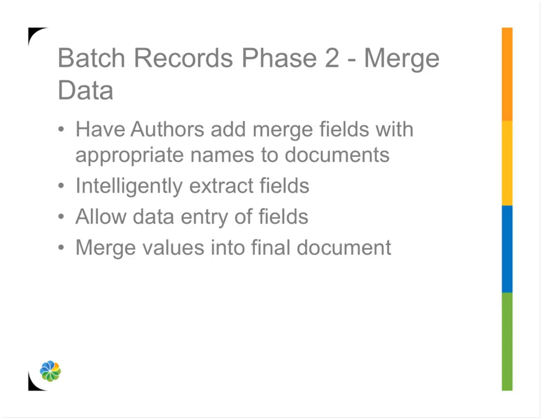So our phase two of that approach is to have the authors add the merge fields or add the data collection fields and their appropriate names directly into the Word documents, and intelligently extracting those fields to allow the data entry to be electronic and to merge all the final values onto the final batch record document, all electronic.